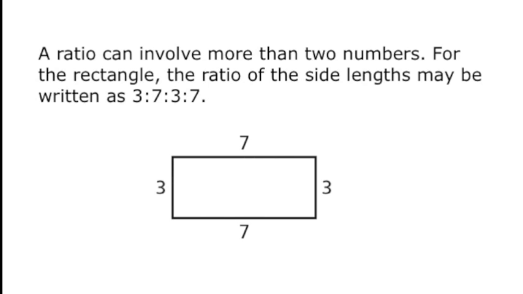Now, as I said, ratios can be a comparison of two or more numbers. In this case, what I'm looking at are the sides of what appears to be a rectangle. And so there are 4 sides to compare here, so the ratio is 3 to 7 to 3 to 7. And we can see how we can use that where we have multiple numbers in a ratio to help us find missing sides and missing angles.